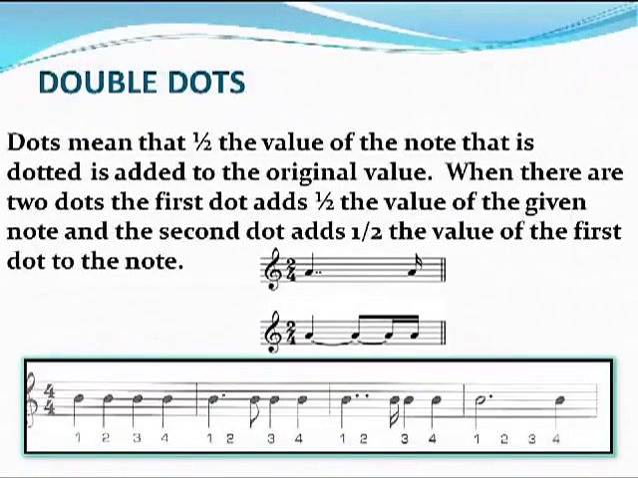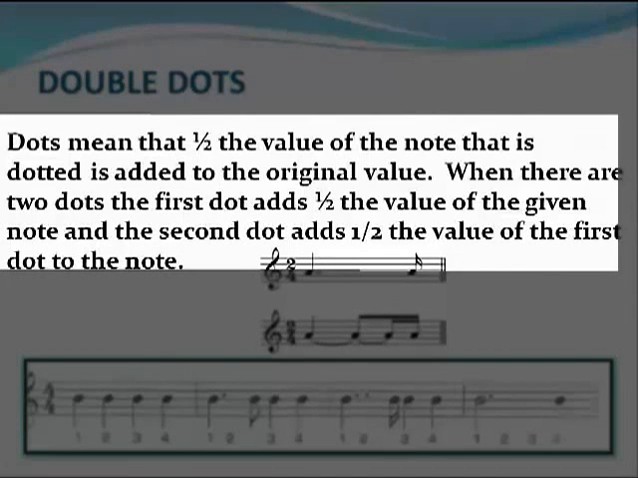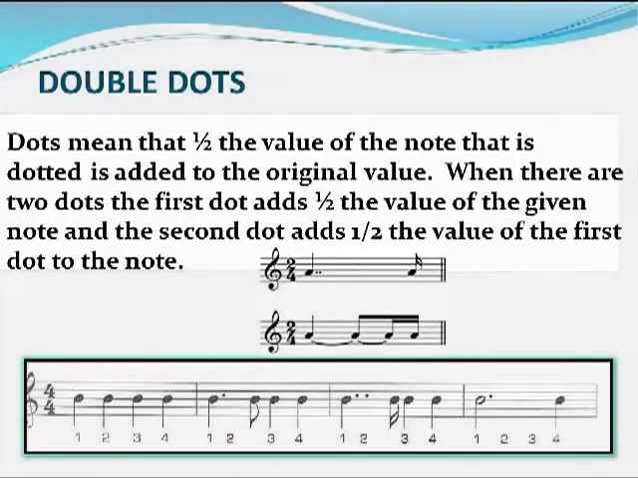I hope you feel comfortable with dotted notes because now we're going to talk about double dotted notes. Remember, a dot after a note increases the length of that note by half of its original value. A double dot increases the length of the note by half of the value of the given note plus half the value of the first dot.